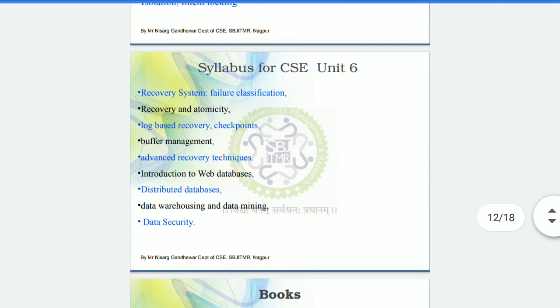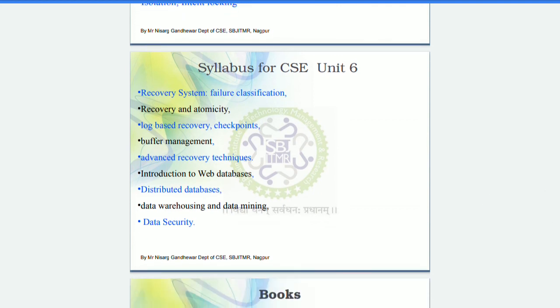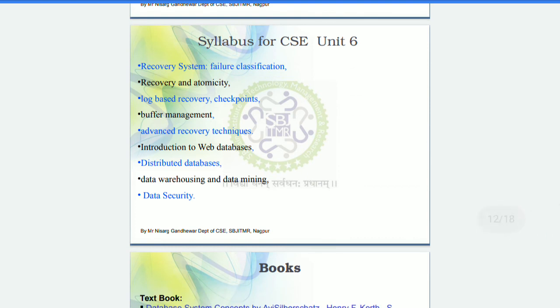Then unit number 6 deals with recovery. Unit 6 deals with the recovery of a database. Now why do we want to recover our data? I told you that in most domains we are using a database to store data. But can you imagine a situation where you are storing data in your database and your data gets lost? It will create a lot of problems. In that case, there is a mechanism of recovery through which you can recover your data. There are various techniques which we are going to learn in unit number 6.